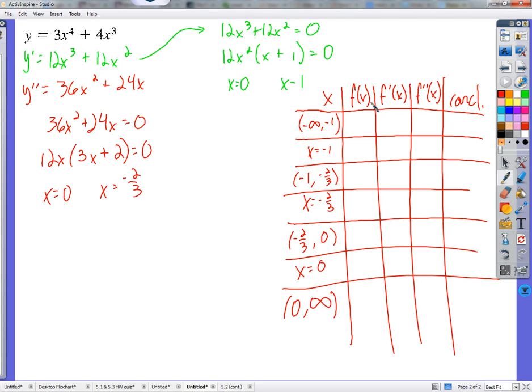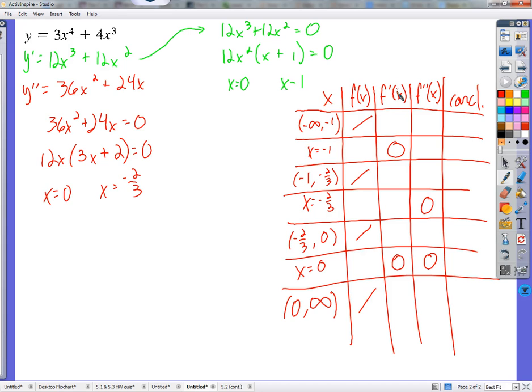For f of x, it's just the value of f of x that we care about, the y value. There are lots of y values on the intervals, so on intervals we're not going to look into the actual value of f of x. But on an interval, f prime will not have one value, but a consistent positive or negative value. At negative 1 we have a slope of 0. At 0 we have a slope of 0. For f double prime, at 0 we have a 0, and at negative 2/3 we have a 0 for f double prime.